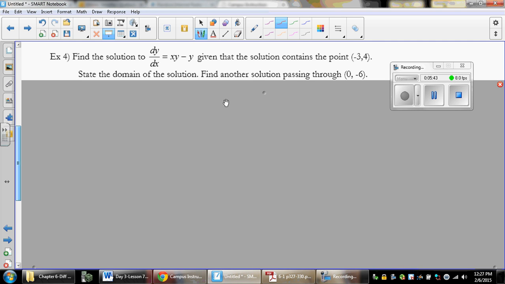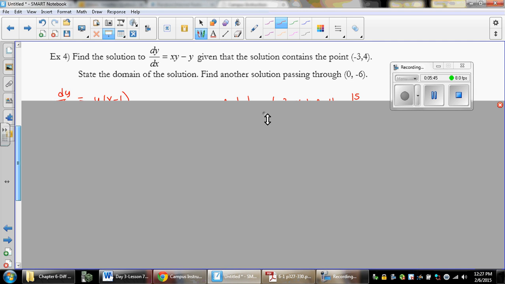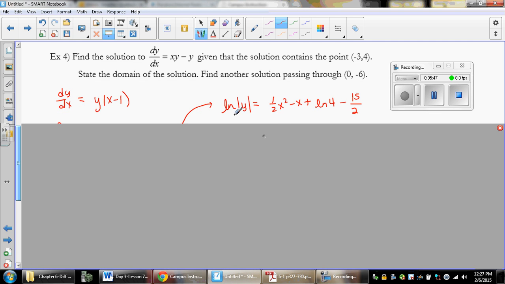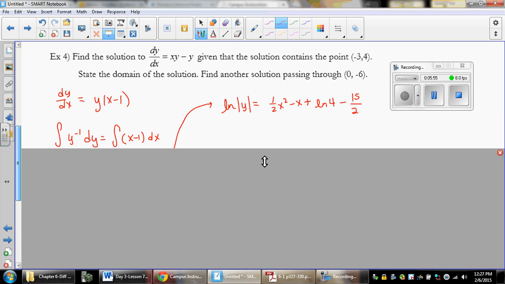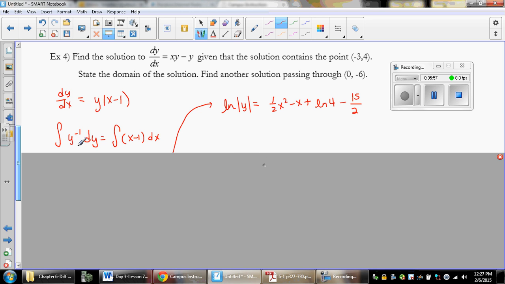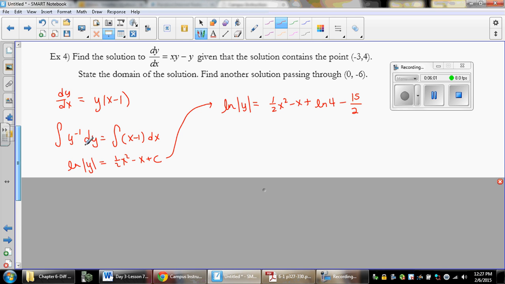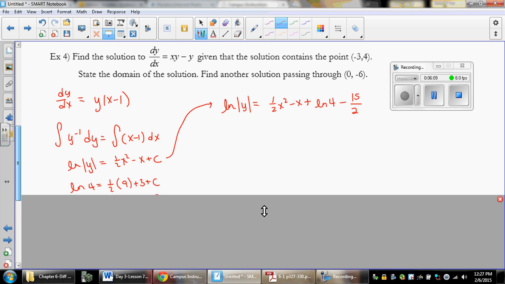So if we look at this, the answer should be that ln absolute value of y equals 1 half x squared minus x plus ln 4 minus 15 halves. If you got that, that's fantastic. Here's how I got there. I divided by y, making this y to the negative 1, and multiplied by dx. The antiderivative of y to the negative 1 is ln absolute value of y. Antiderivative here is that. I went through, I solved for c.